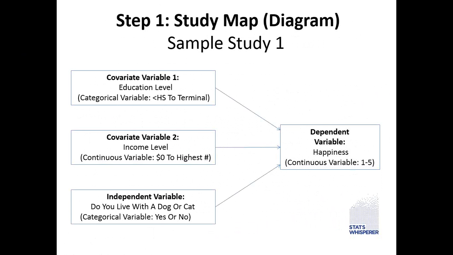So you can see on the left, we have all our predictors, our 2 covariate variables, education level and income level. We've noted that they're categorical. The first one's categorical, the education level, and it goes from high school to terminal degree. Covariate variable 2, income level, is continuous, and it goes from 0 to the highest number. And then lastly, the independent variable, do you live with a dog or a cat, is a categorical variable. And the dependent variable, happiness, is continuous.